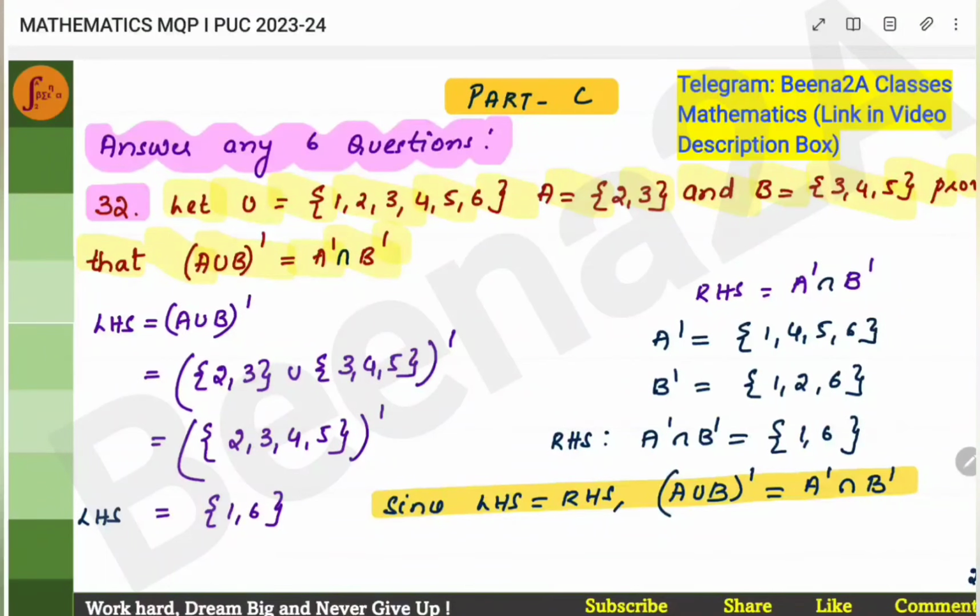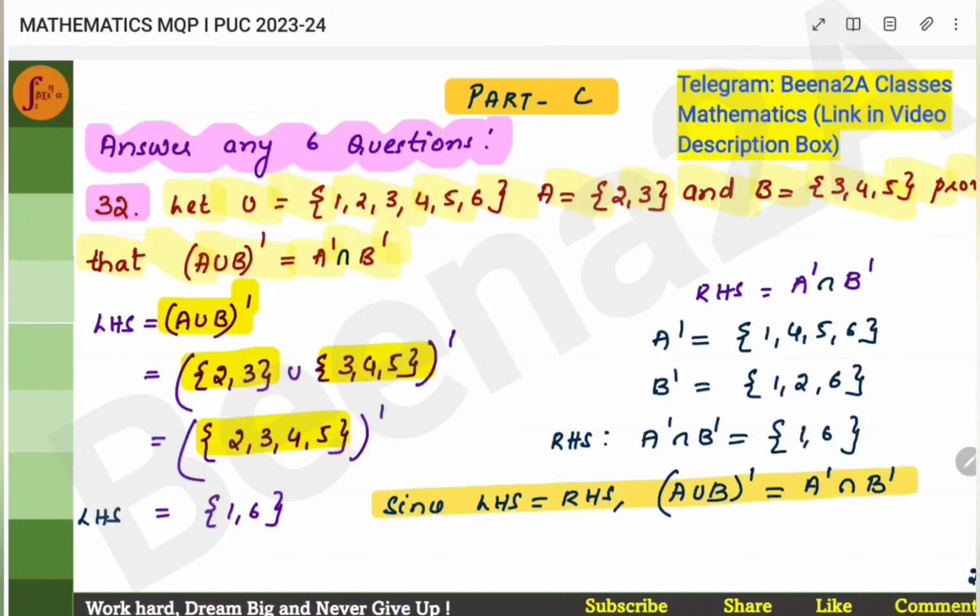So first take the LHS, the complement of A union B. First find A union B. What is A union B? 2, 3, 4, 5. The complement of this is the elements in the universal set but not in this. You should have elements in the universal set but not in 2, 3, 4, 5. So what are the remaining elements in the universal set?